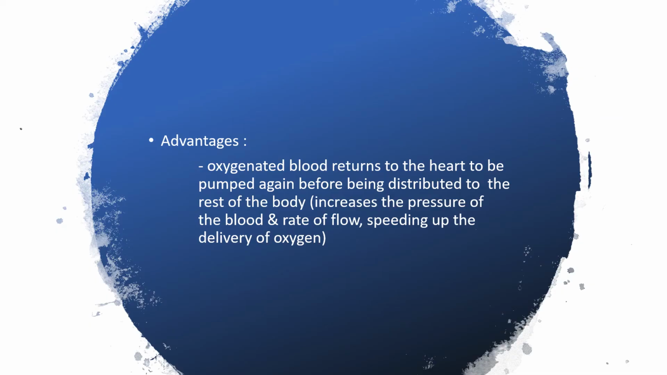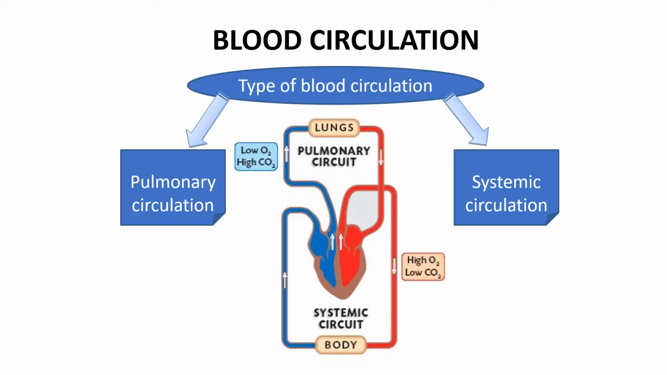The advantage of a double blood circulatory system is that oxygenated blood returns to the heart to be pumped again before being distributed to the rest of the body, which increases the pressure of the blood and rate of flow, speeding up the delivery of oxygen. Now we want to know the difference between pulmonary circulation and systemic circulation.